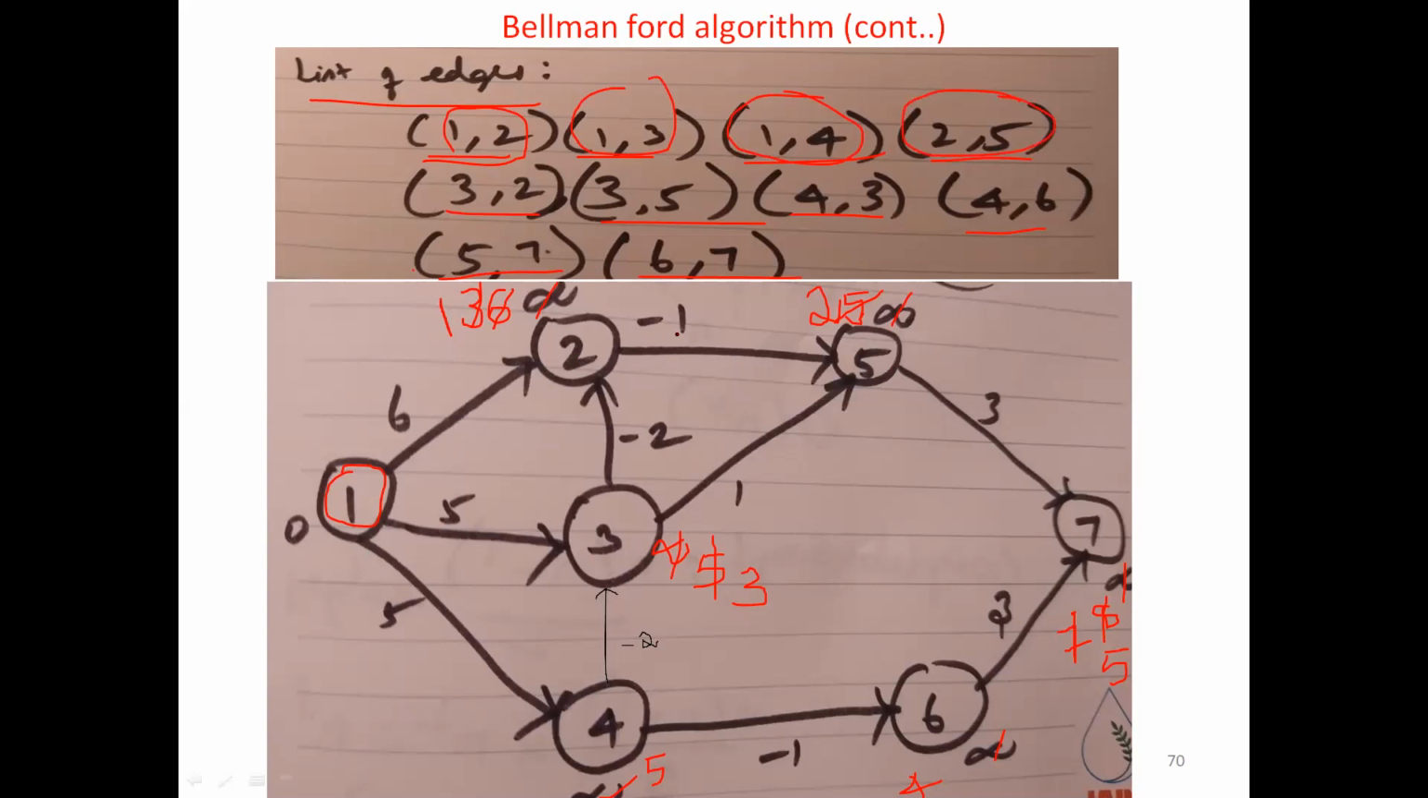Or 2 comma 5. 1 minus 1 is 0, so 2 comma 5 is 0. So I will update 2 as 0. Now the distance value of 5 is 0. Next I will take 3 comma 2. 3 comma 2 is what? 3 minus 2 is 1, so both are equal. Let it be 1. Then 3 comma 5: 3 plus 1 is 4, so let it be as it is, because it is greater.